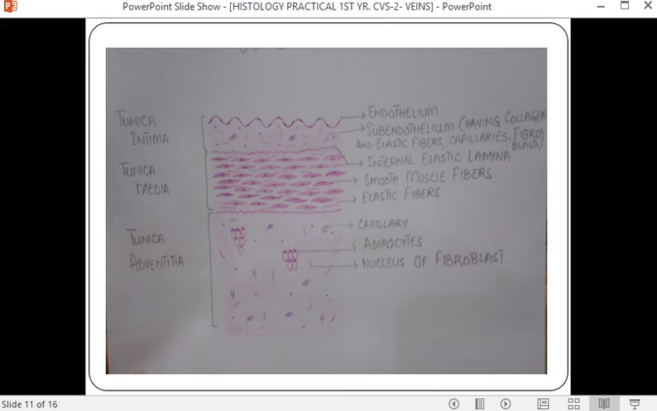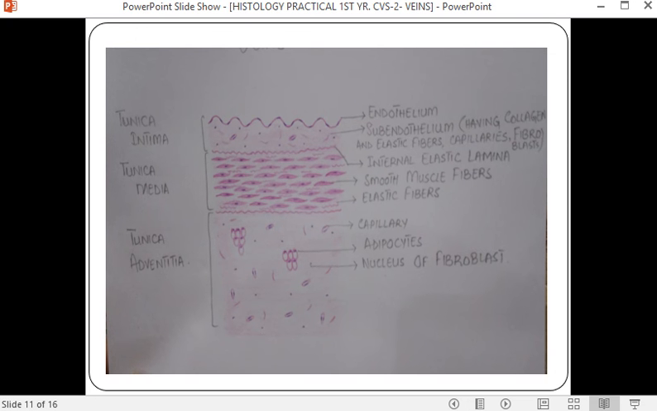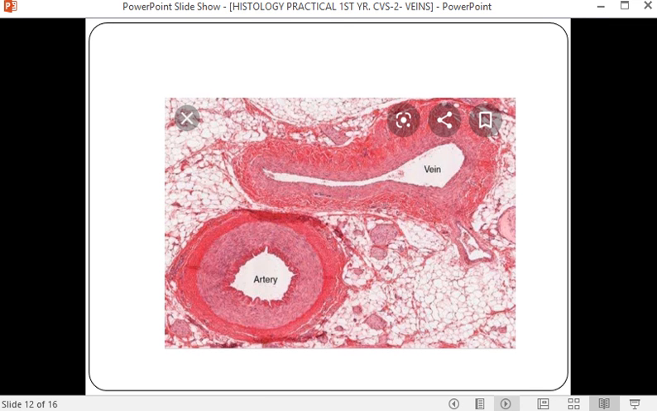Then comes the tunica media. Tunica media contains smooth muscle fibers along with elastic fibers and collagen fibers. Then we have tunica adventitia. Tunica adventitia is composed of connective tissue fibers, and it also has adipocytes in it, nuclei of fibroblasts are present, and capillaries are present. This is also a diagram which shows the muscular artery and the muscular vein.